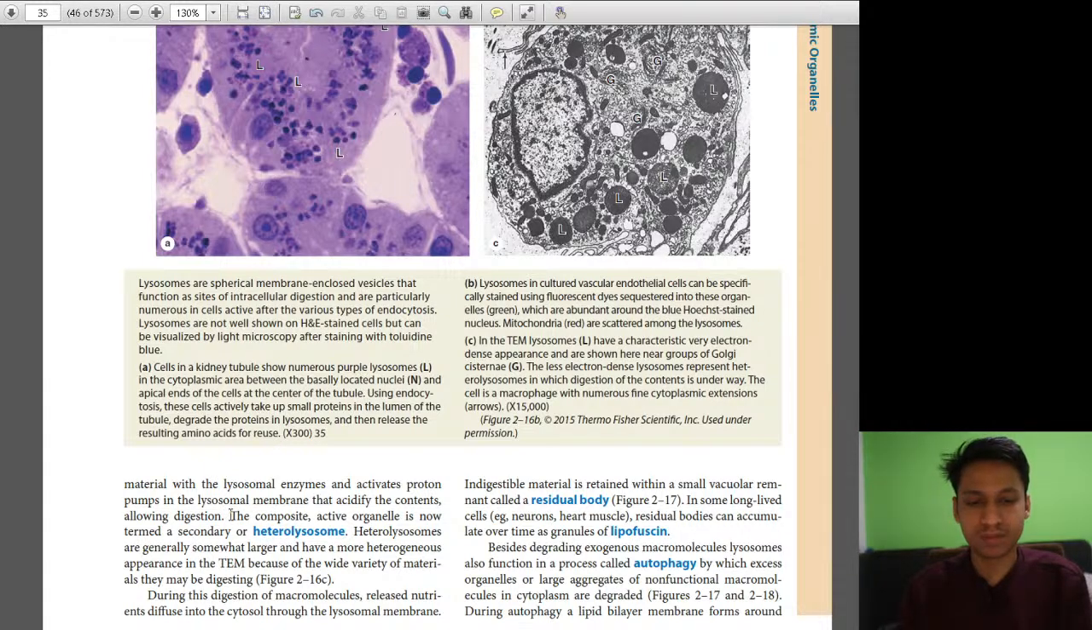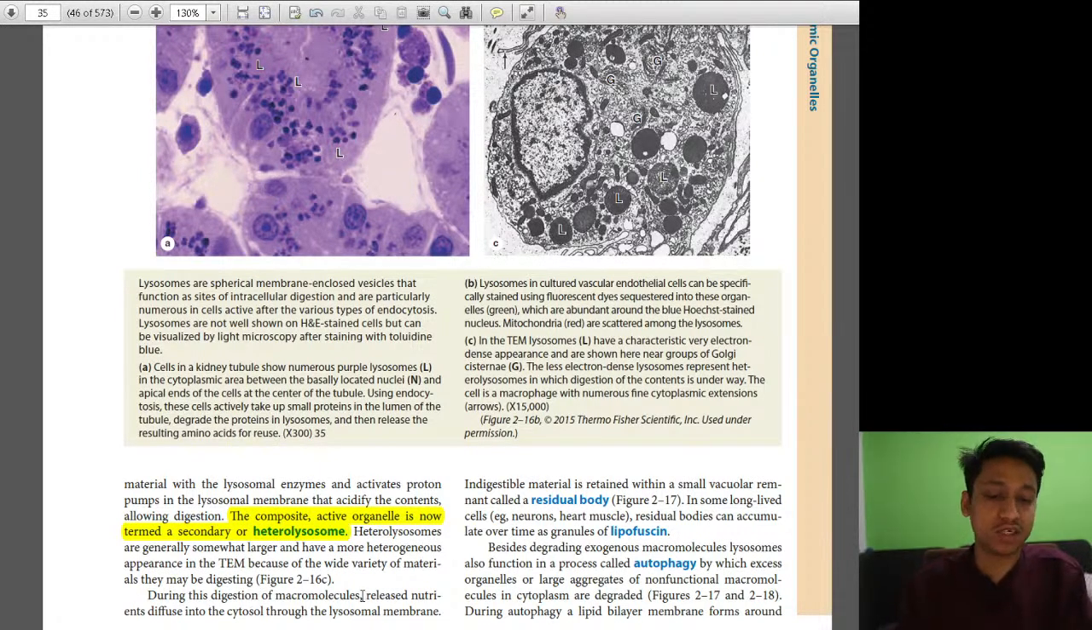So we need to remember what a heterolysosome is: the one that is involved in this digestion process, the one that has accepted this phagocytosed molecule. Heterolysosomes are generally somewhat larger and have a more heterogeneous appearance in the TEM because of the wide variety of materials they may be digesting. Of course, we have extra material added to the lysosome, so it will appear larger.